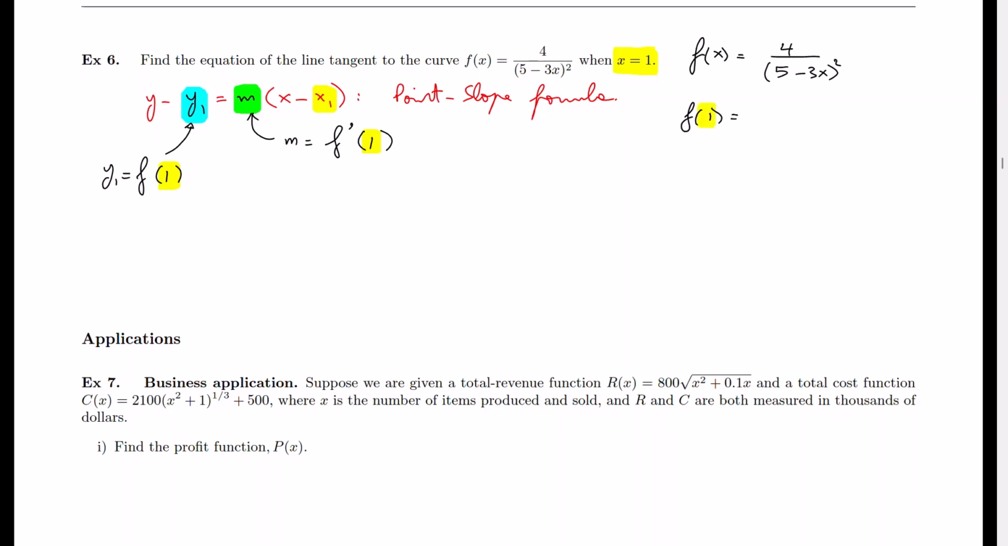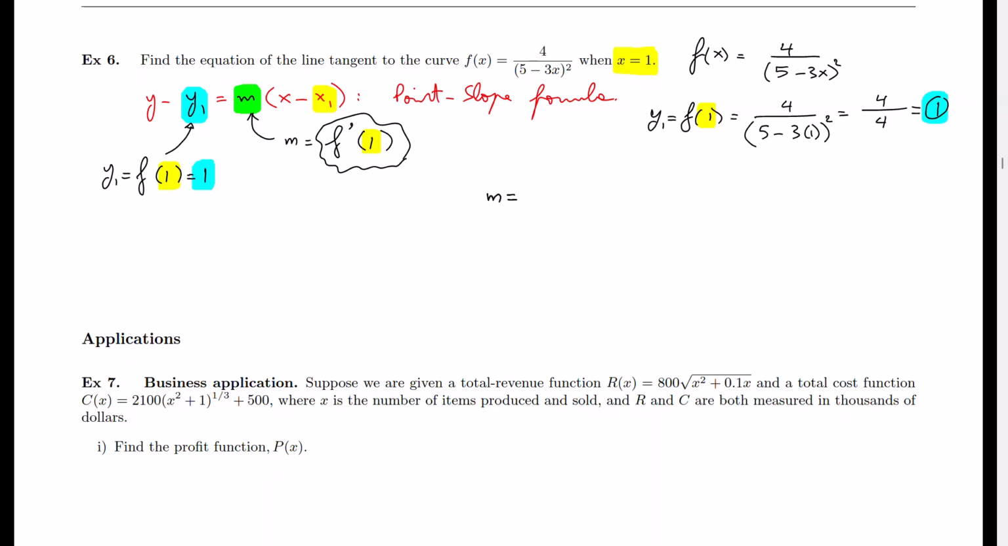So that's the original function f of x, and if I plug 1 into it, what do I get? I'm basically searching for y1, and what I would get is 4 divided by 5 minus 3 times 1, everybody squared. And that's the same thing as 4 over 5 minus 3 squared. But 5 minus 3 is really 2, and 2 squared is really 4. And 4 over 4 is really 1. So now I know that y1 is the number 1. So that's half the battle. The remaining thing is to find m, which is the derivative with the number 1 plugged into the derivative.